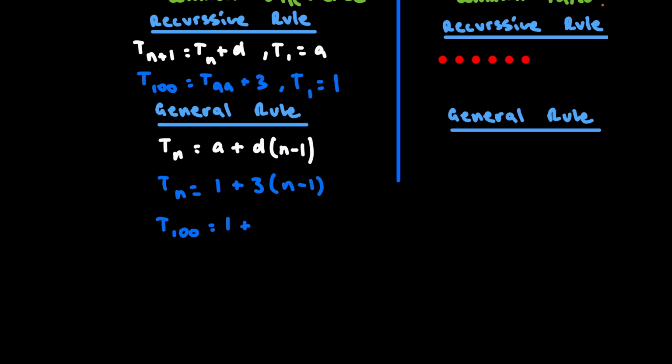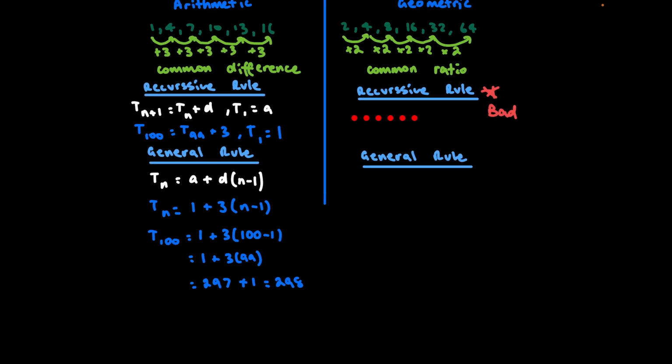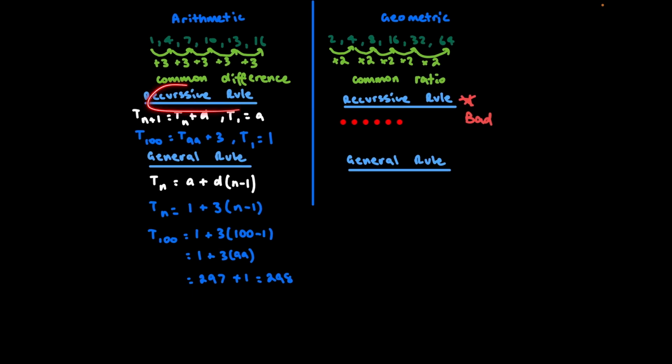All we have to do is replace n with 100. So we can say 1 plus 3 times 100 minus 1, which is the same as 1 plus 3 times 99. And we can easily work this out. 3 times 99 is simply 297, plus 1, which is equal to 298. This is the 100th term of our sequence. How much easier was the general rule compared to the recursive rule?